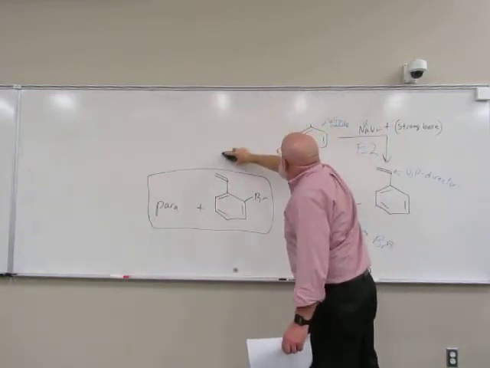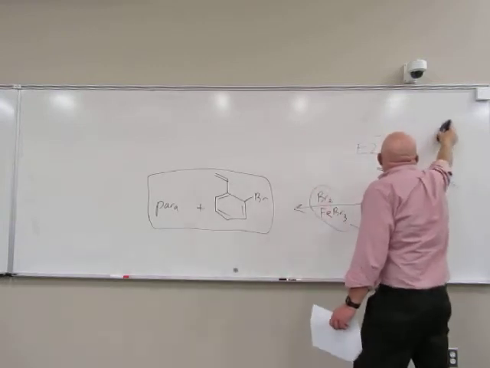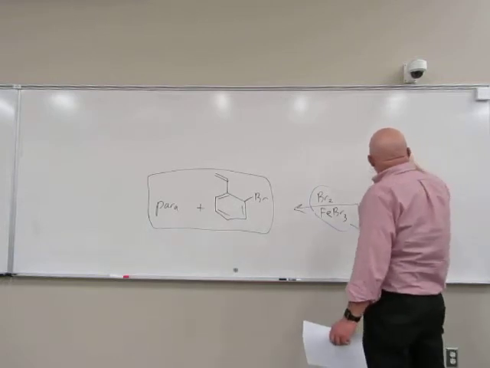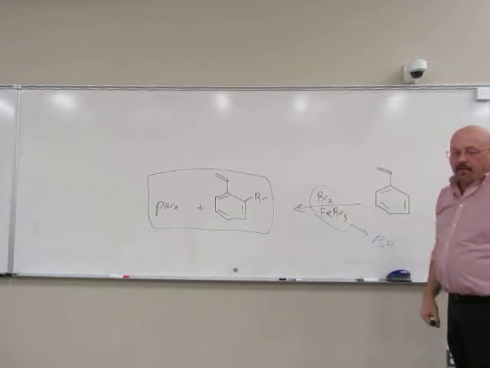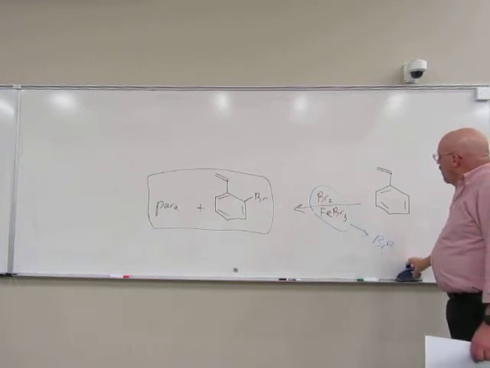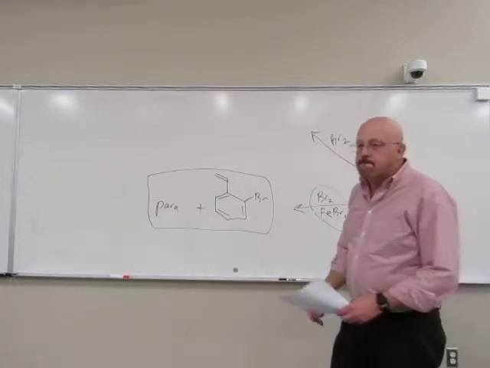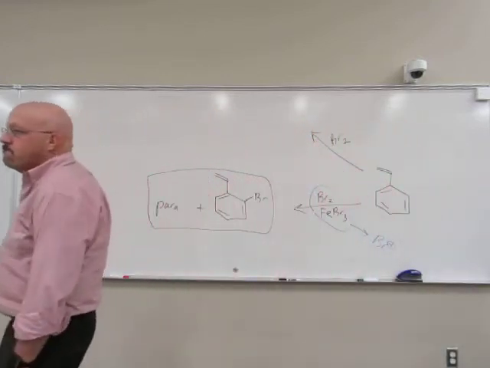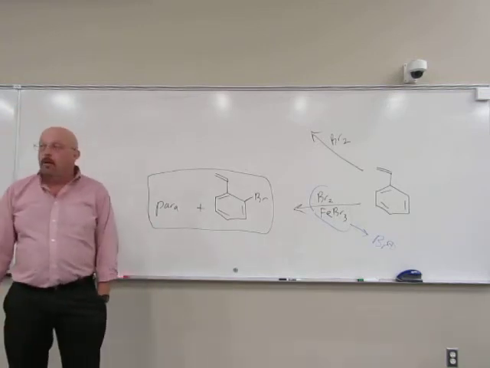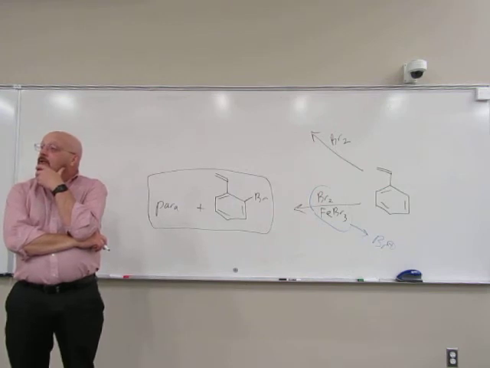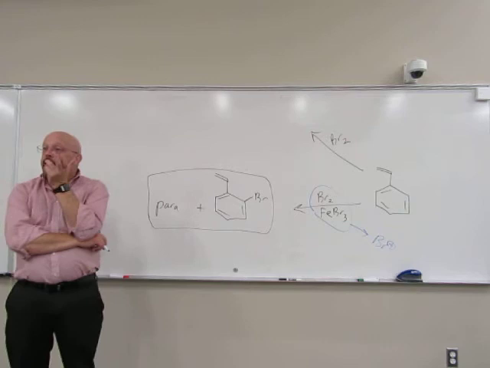Oh, by the way, before I erase all of this, what if, instead of bromine and the Lewis acid catalyst, what if I had just had bromine? No Lewis acid. Okay, where's it going to go? What's it going to do? It's going to brominate that double bond. Yeah, you're going to do an addition across the double bond.